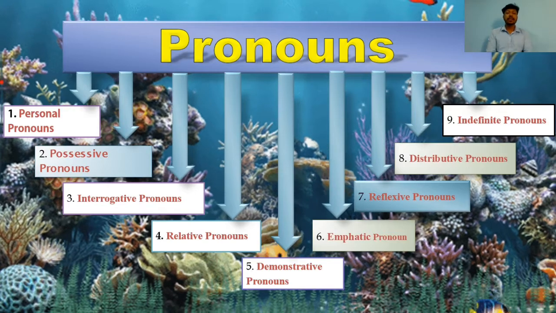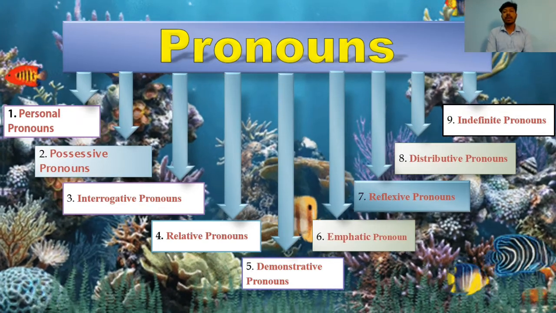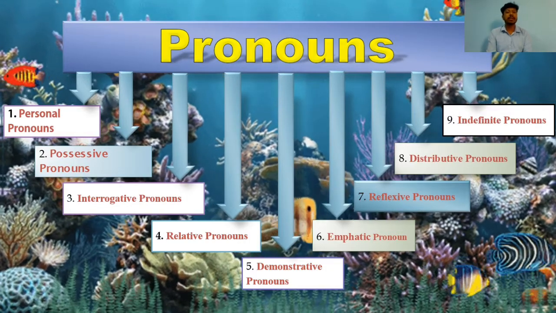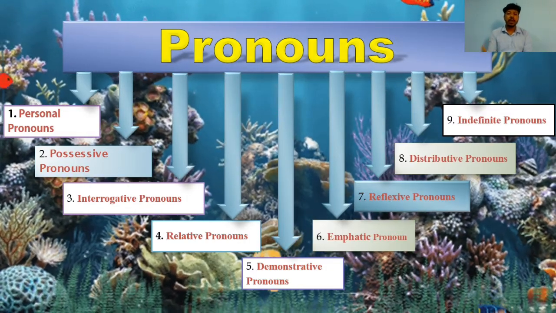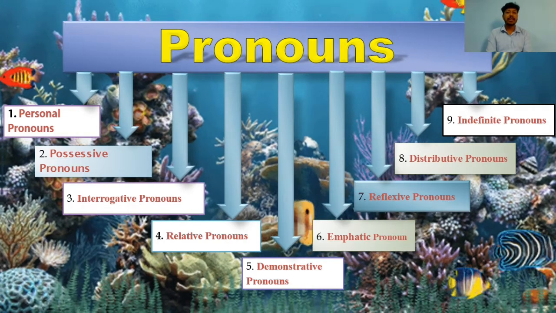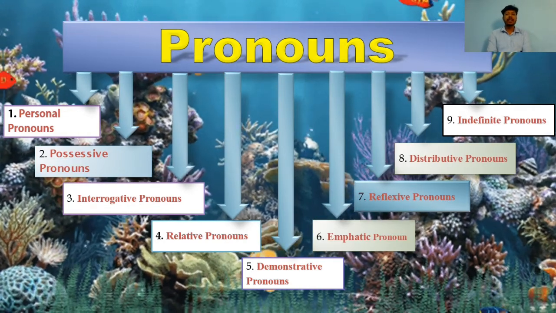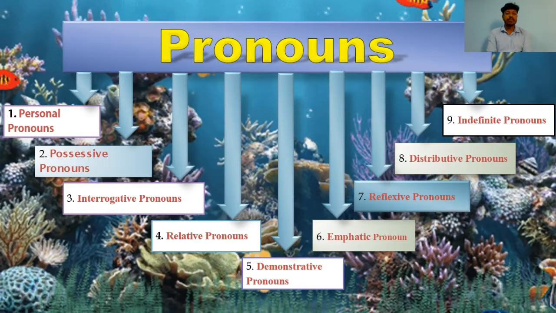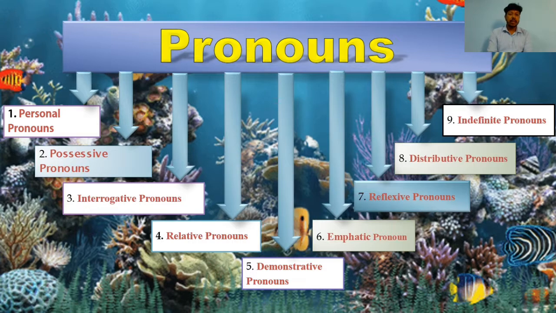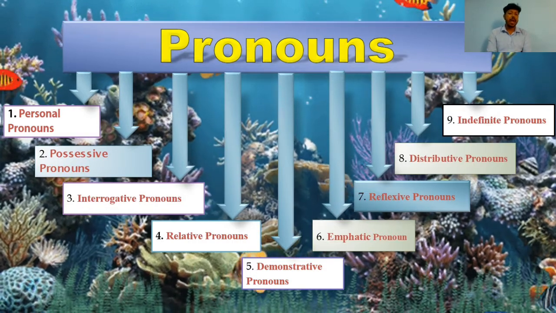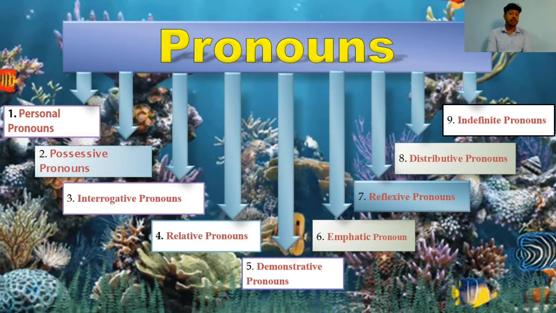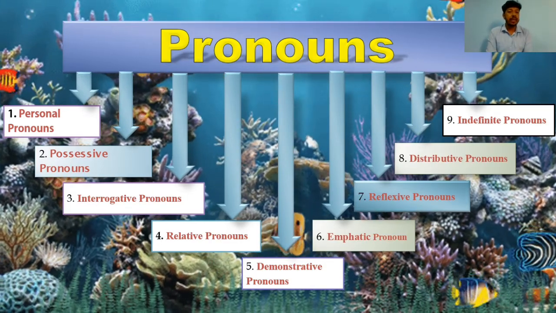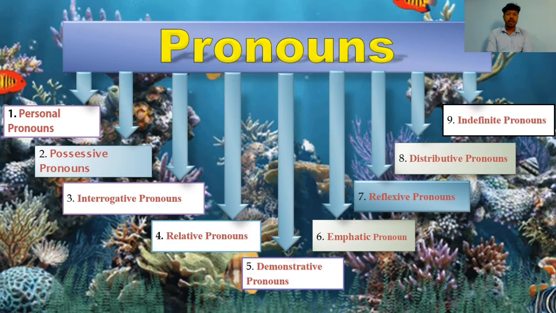Now let's see again. Once again, I want to make you remember that there are 9 types of pronouns. First is personal pronoun, second is possessive pronoun, third is interrogative pronoun, fourth is relative pronoun, fifth is demonstrative pronoun, sixth is emphatic pronoun, seventh is reflexive pronouns, eighth is distributive pronoun, and ninth is indefinite pronouns.